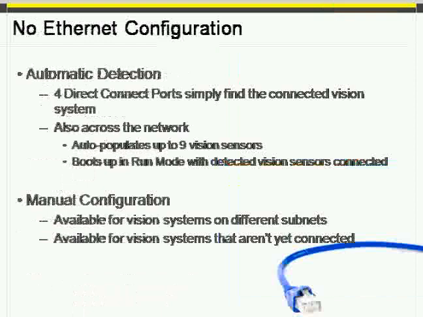Again, this is automatic detections with the 4 direct connect internet port or Ethernet ports. We do have 1 LAN connections. We'll populate up to 9 vision sensors. It does boot in the run mode. We can manually configure it so that we can view which subsystems, subnets to be able to view on the vision system.